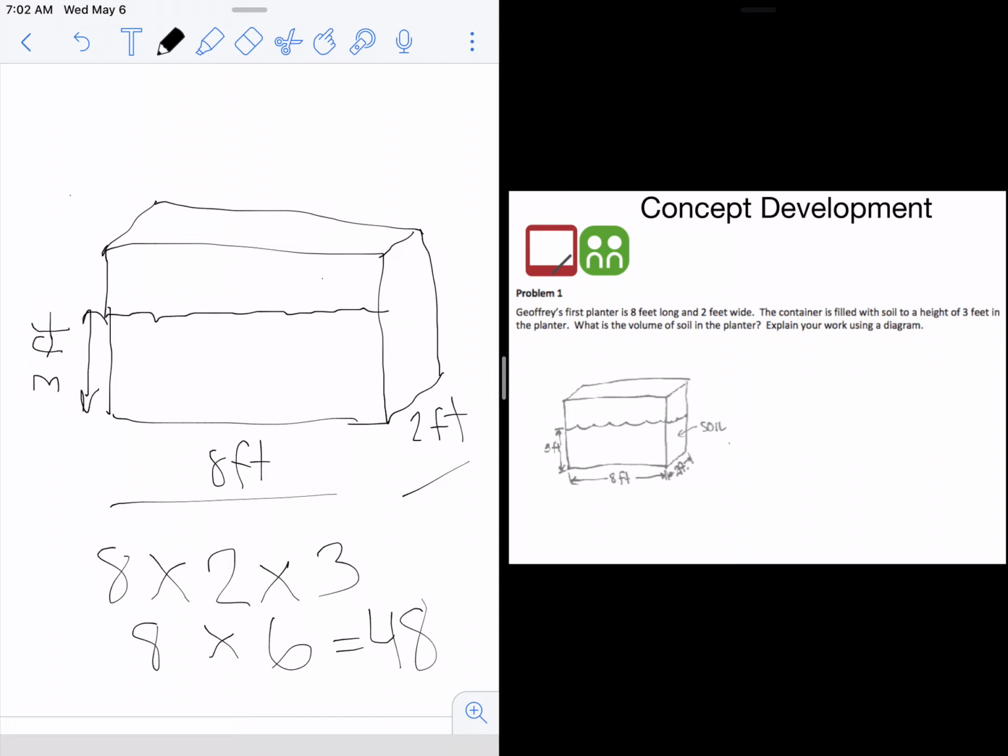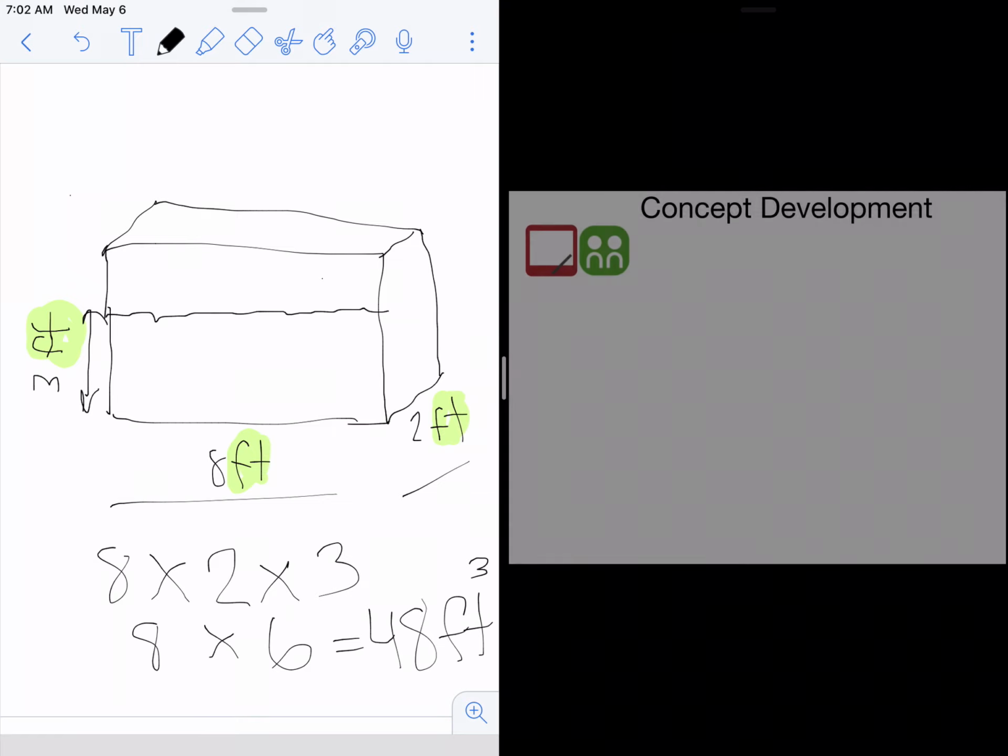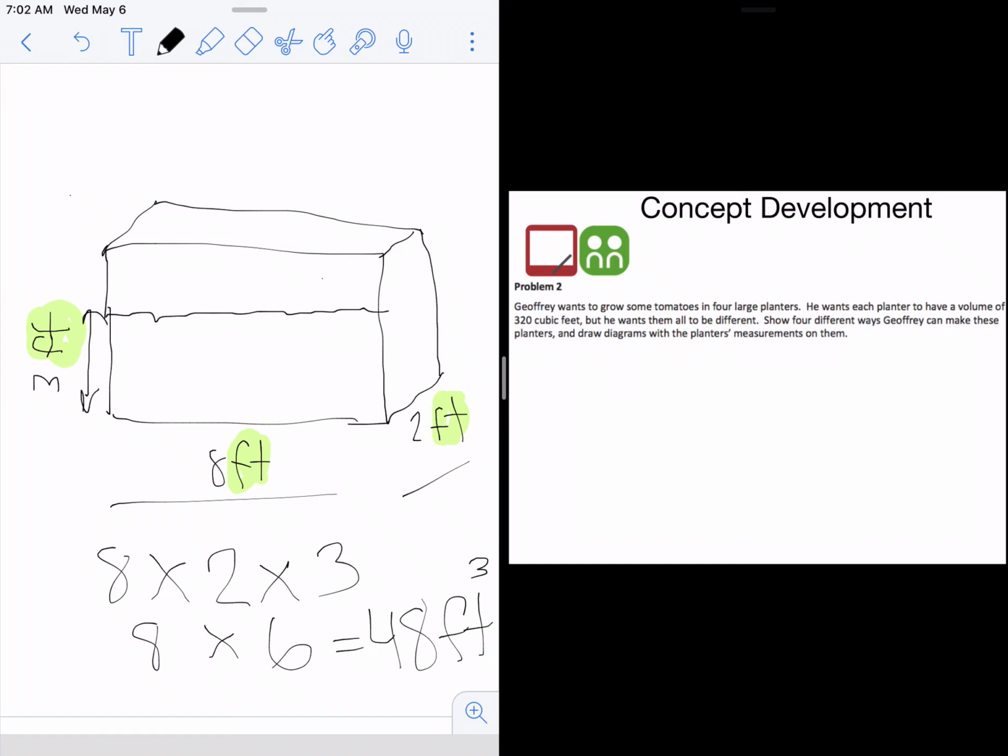Are we done? No, we're not done. Did we label? Y'all, we got a label. Don't forget your label. How many times do we see feet there? 3. So it's 48 cubic feet. Oh, wait, you guys, we weren't done with problem number one. Did we write a statement? No, we didn't write a statement. So make sure you write a statement there for problem number one.